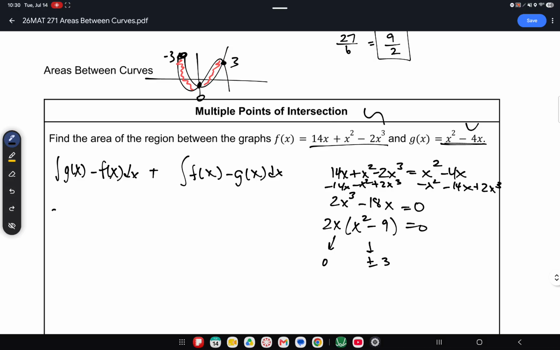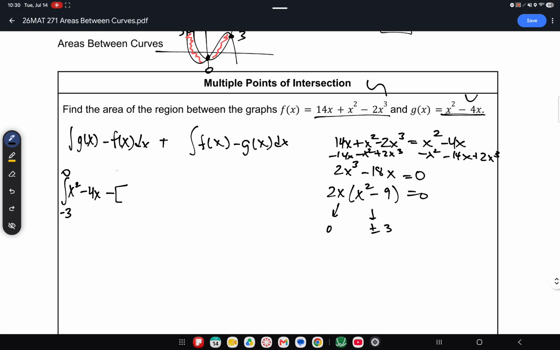So my first integral is going to go from negative 3 to 0. And then we're going to have g of x, so x squared minus 4x. And then I'm going to subtract off f of x. So subtracting the 14x, the x squared, and the negative 2x cubed. And then the other integral is going from 0 to 3, and it's if f of x is subtracting off g of x. Right?